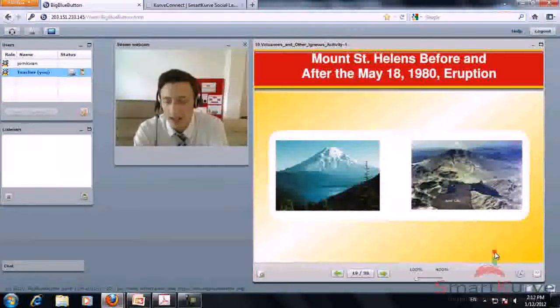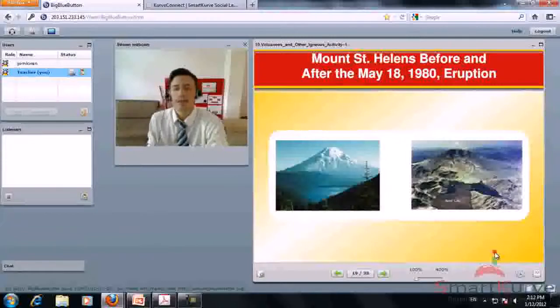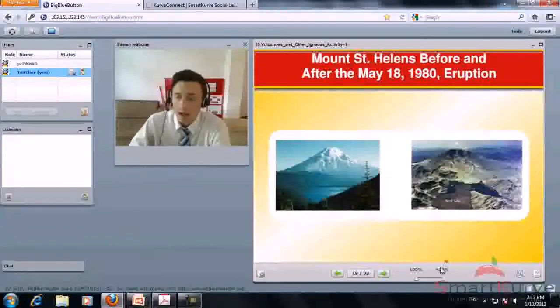Here, excellent. On slide 19, we see Mount St. Helens before and after the eruption. Notice before the eruption, it's got this beautiful even slope, almost like Mount Fuji. But then after the eruption, the whole side is broken down, and so there's ash and cinders everywhere.